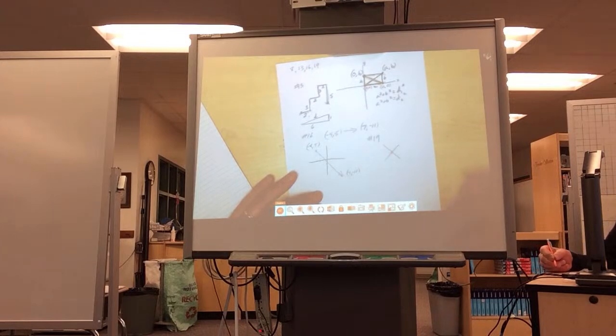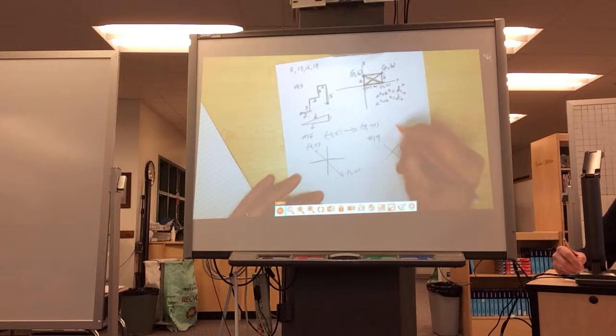And then part B, it says name all of the special types of quadrilaterals whose diagonals bisect each other. So what would be one? Yeah, you could have a square. Rectangle? Yep. Kite? Now if I did a kite like this, they cross but they do not bisect.